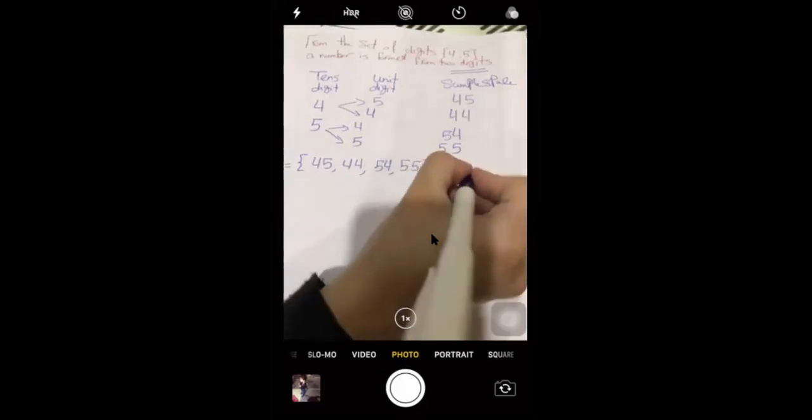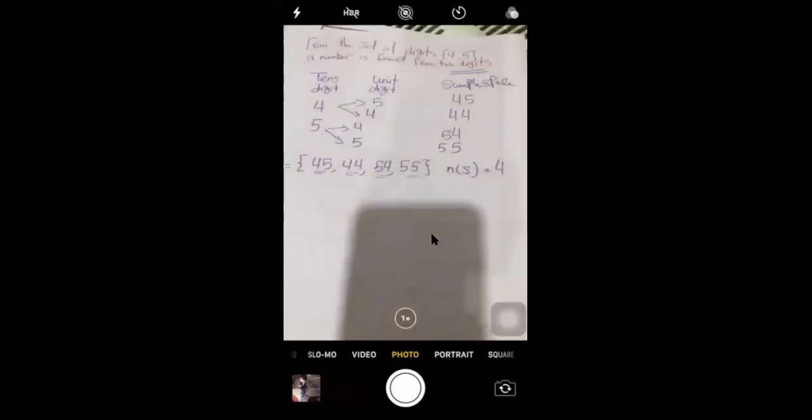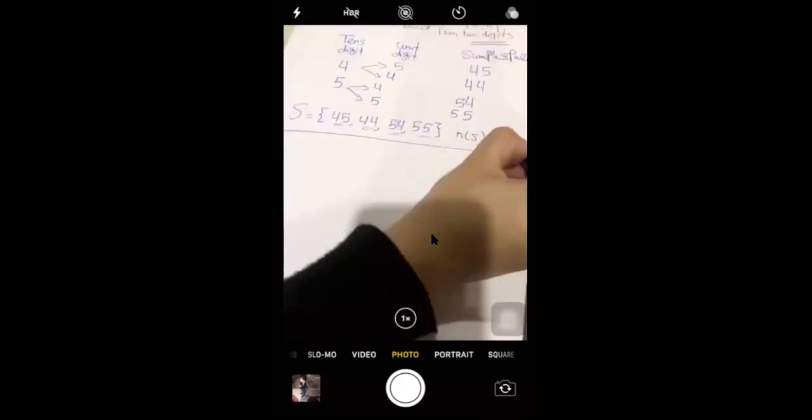So now the number of the sample space equals 4, because we have 4 numbers. Easy or not? Easy. Okay. I want from all of you to take one and think about it, and we will explain it in the next session. You will write it with me, okay?